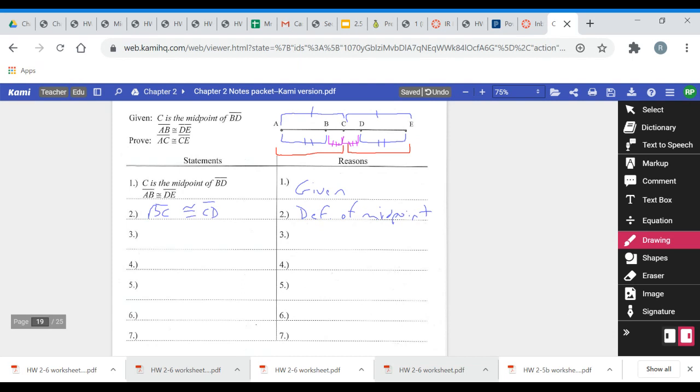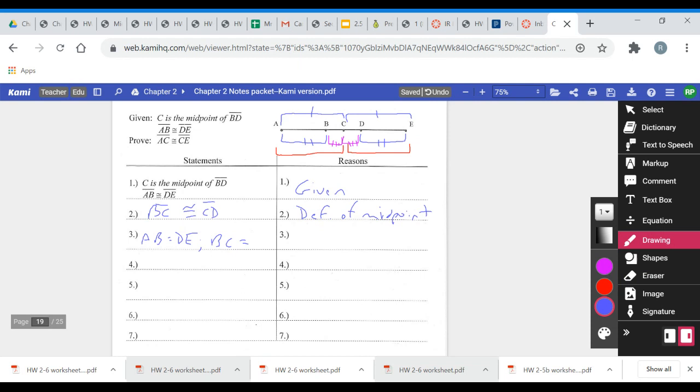Okay, from there, I can go ahead and switch from the congruent symbol to the equal sign. So you can see up in the first line, I said AB is congruent to DE. Well, I can switch that to the measure of AB is equal to the measure of DE. Okay, and then I can also take line 2 and switch it from congruent to equal sign. So I can say BC is equal to CD. I don't want a line on top there.